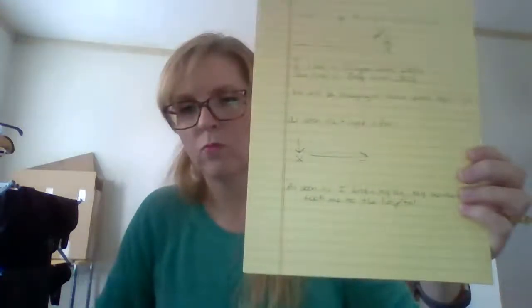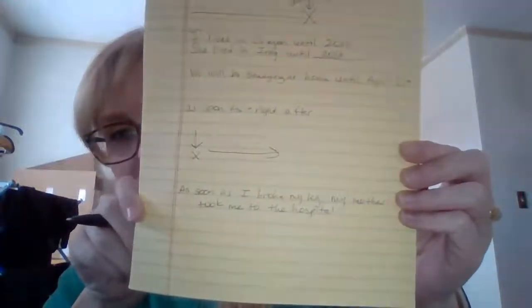So as soon as I broke my leg, comma, my mother took me to the hospital. As soon as I broke my leg, my mother took me to the hospital. And you will see we have those past tense verbs there. Broke, not break. Took, not take, because I'm talking about something that happened in the past.